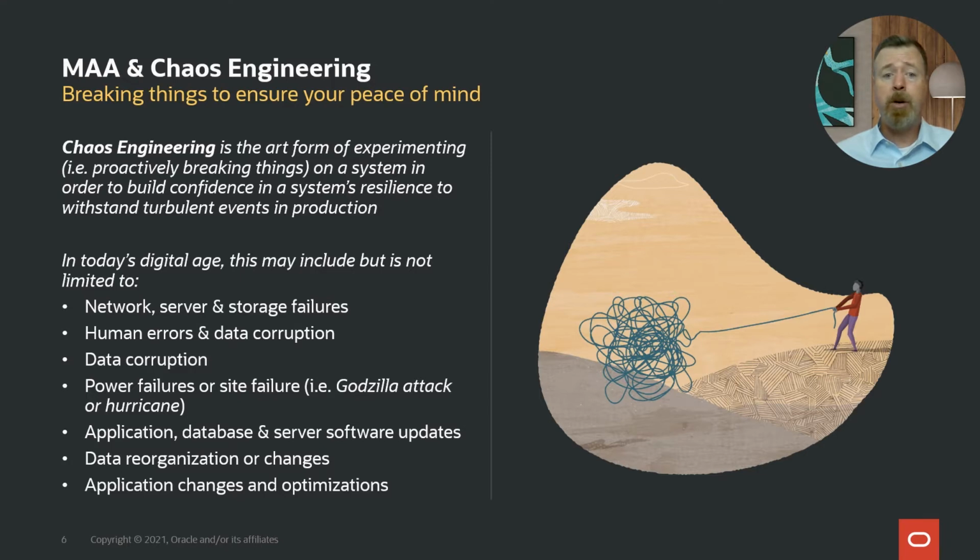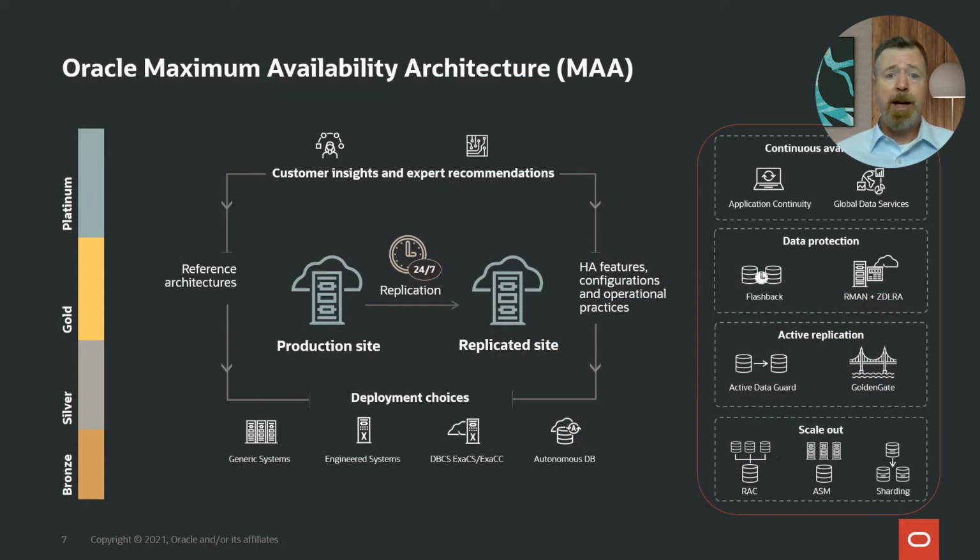And then you want to be able to have disaster recovery in place. And then there's all kinds of maintenance activities that happen with application updates. You might want to reorganize the data without changing the application, and then small little optimizations. And these can all happen in isolation or in combination with each other. And so chaos engineers take all this into consideration and build out the use cases to test the system. So what is Maximum Availability Architecture? Well, it comes from the customer insights and expert recommendations from customers just like yourself. We've collected these over 20 or 30 years.